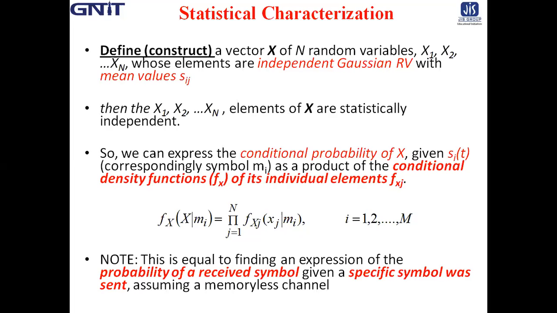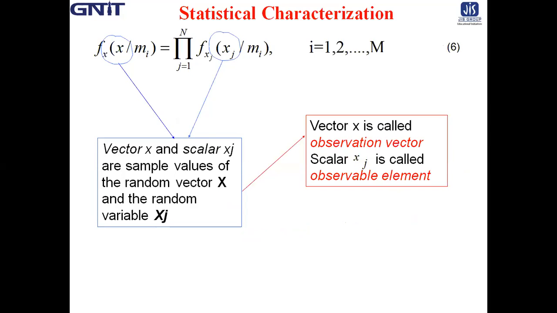Now the vector x is called the observation vector, and the scalar xj is called the observable element. Any channel that satisfies this equation number 6 is called a memoryless channel.